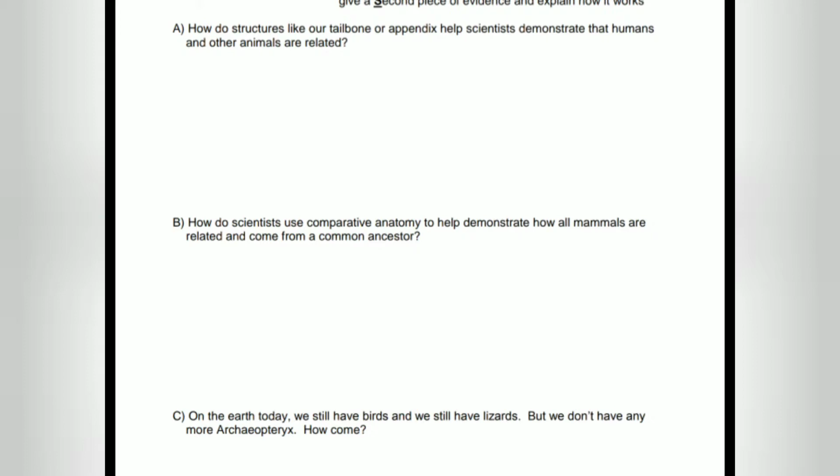Well, that basically works because whales have tailbones and so do humans, and scientists were just like, hey, we have a common ancestor. So, yeah, that's how scientists can tell.